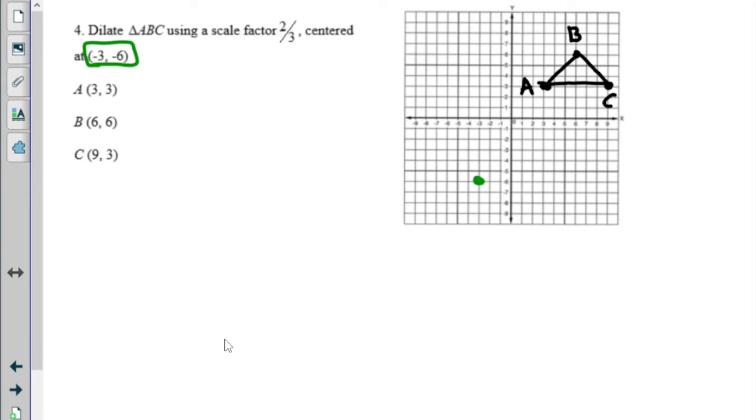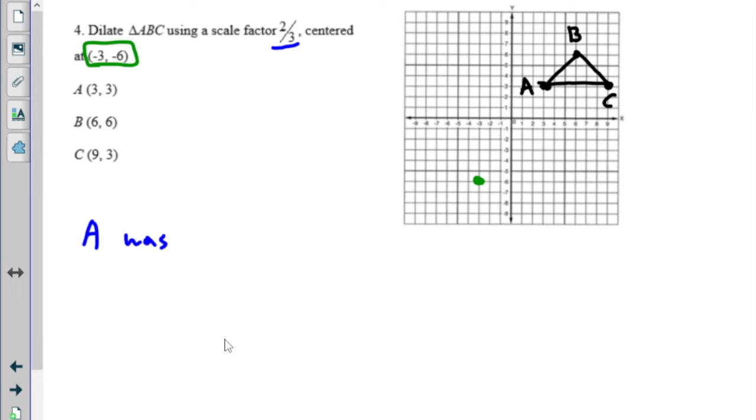So I'm going to start with A. We're going to do A together, and then I want to see if you can come up with B. Our scale factor is 2/3 here. That should tell you that we have a reduction because our scale factor is less than 1 this time. That means it's a reduction. That means that all the points should get smaller. All the points should move closer. So point A.